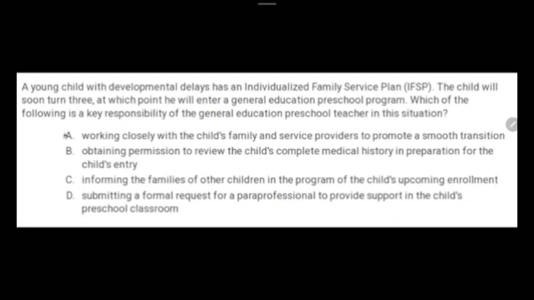A young child with developmental delays has an individualized family service plan. The child will soon turn 3, at which point he will enter a general education preschool program. Which of the following is a key responsibility of the general education preschool teacher in this situation? Working closely with the child's family and service providers to promote a smooth transition. Option A is the correct answer.